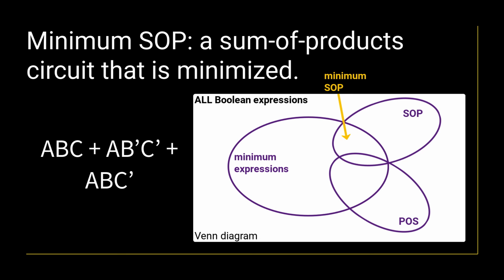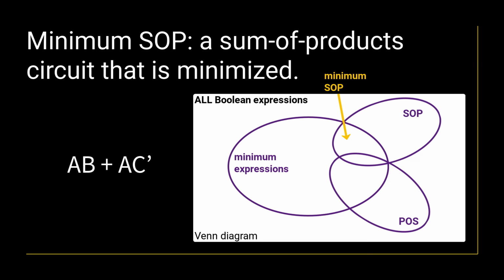To use an example from earlier in this video, ABC plus AB prime C prime plus ABC prime is sum of products, but is not minimum sum of products. When minimized, the expression becomes AB plus AC prime. That is a minimum sum of products expression.